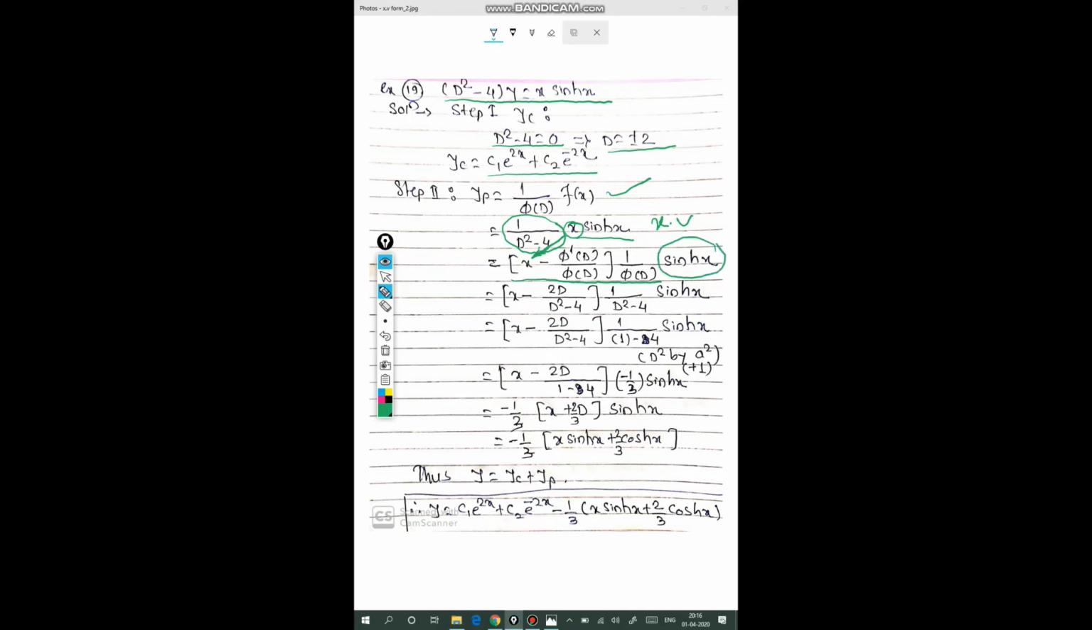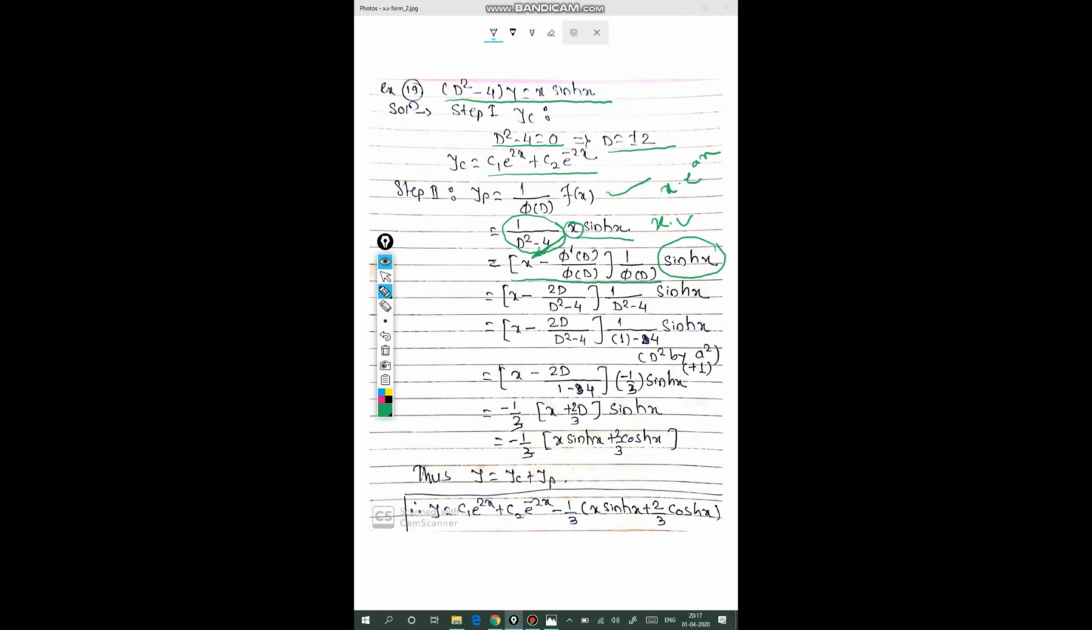So the method says replace D square by a square. If it is trigonometry, we replace D square by minus a square. If it is exponential, we replace D by a. One example can be solved by more than one method. For example, if you have x into e raised to ax form, you can use the formula x minus φ'(D) upon φ(D) into 1 upon φ(D) of e raised to ax, or you can use the e raised to ax into v form. Both ways you get the same answer, so go by any of the methods, the answer should be the same.